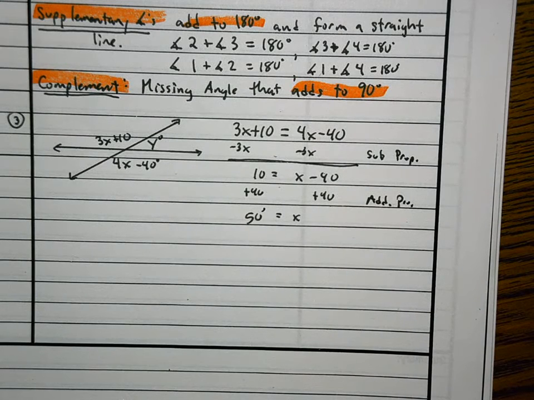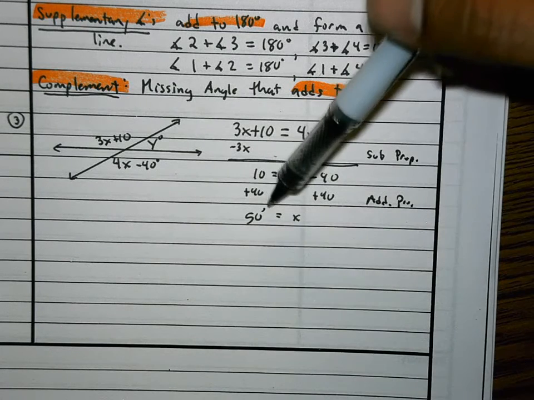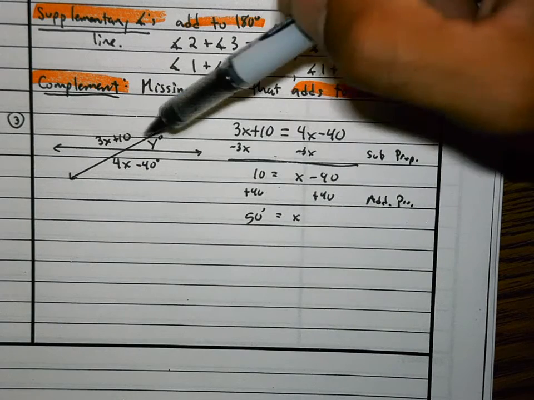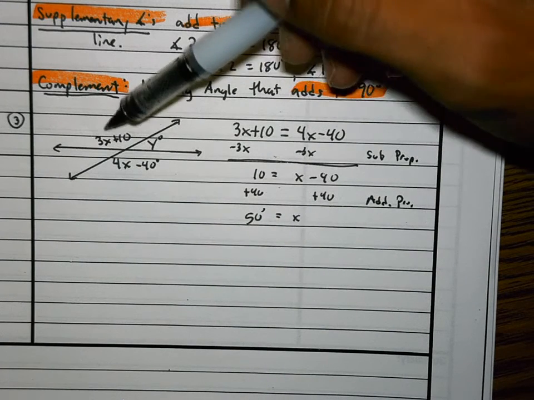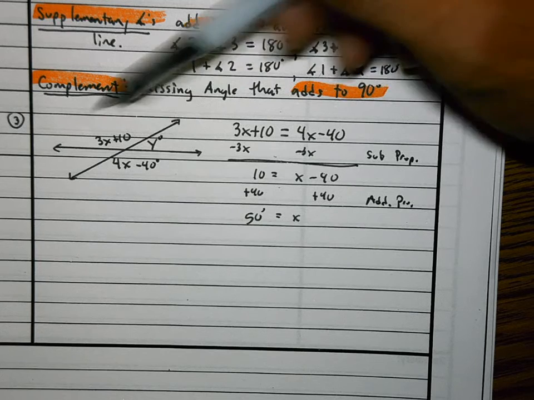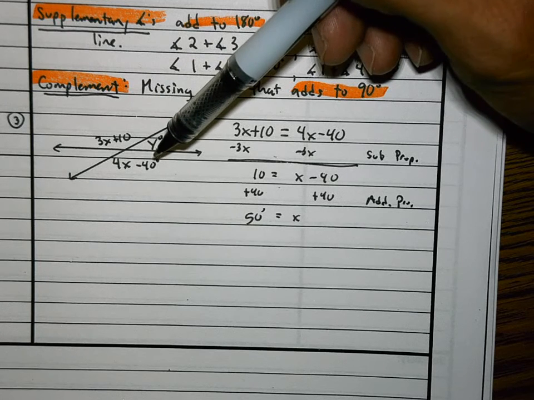Some of the problems are going to ask you to find the angle's measurement. So don't think that that means that this angle's 50. What it means is X is 50, and so if I want to know what this angle is, I have to actually plug it back in.